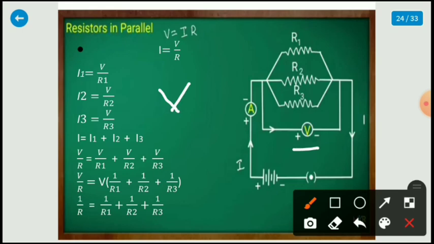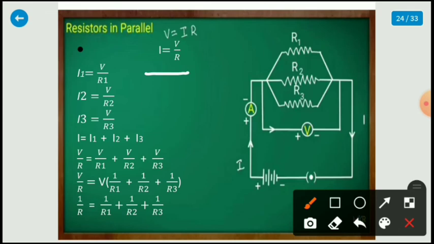In parallel resistors the voltage is constant, but the current flowing in R1 is different, the current flowing in R2 is different, and the current flowing in R3 is different. So we are taking V as constant, but we have to calculate I for every resistor we are connecting in parallel. Let's see by the formula V is equal to IR. Therefore, calculating for I, I is equal to V by R.